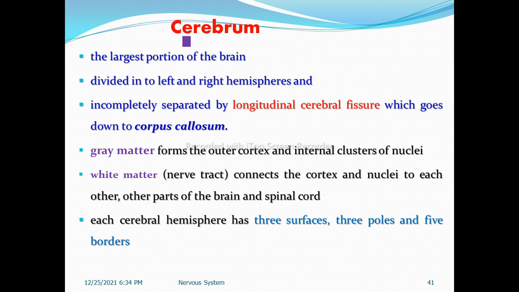Now we are starting the cerebrum. The largest portion of the brain is known as the cerebrum. The cerebrum is divided into left and right hemispheres.